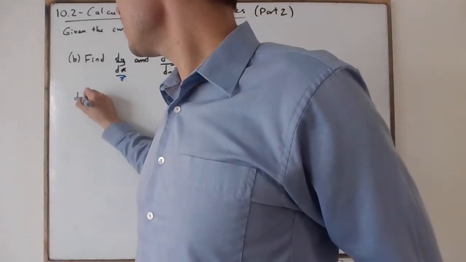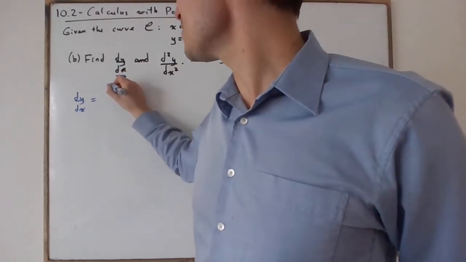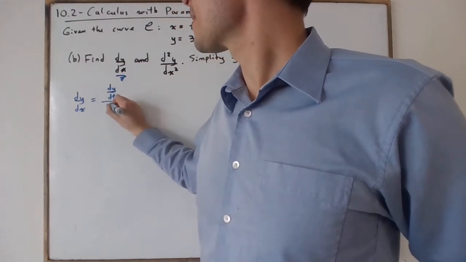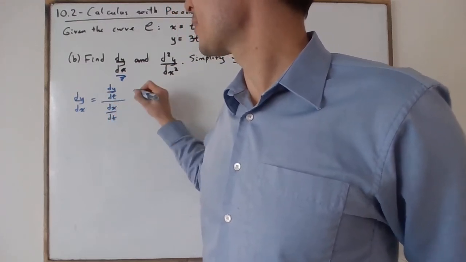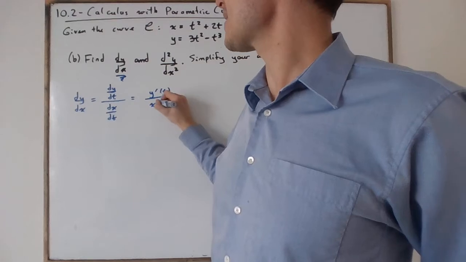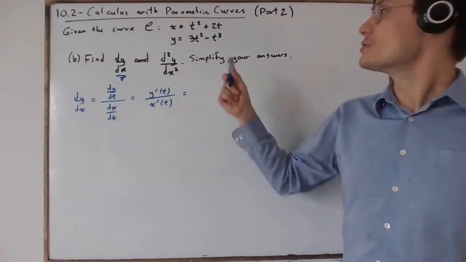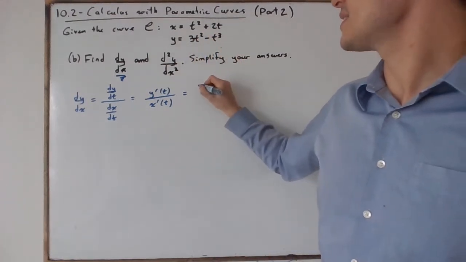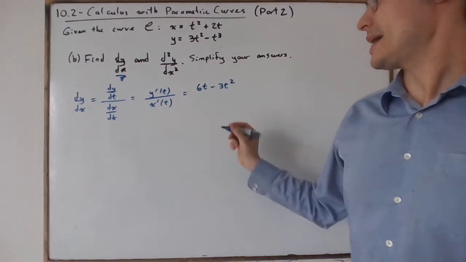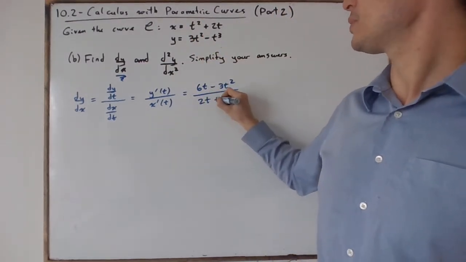Okay, so without giving a full reminder, let's begin with the first derivative, dy over dx. With the chain rule, it's easy to prove that this is dy over dt over dx over dt, which is more simply y prime of t divided by x prime of t. So from there, easy breezy, you just do the derivative of y in terms of t. That's going to give you 6t minus 3t squared, and you divide by the derivative of x in terms of t, so that's 2t plus 2.